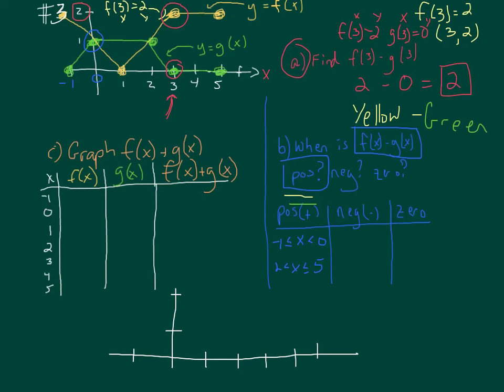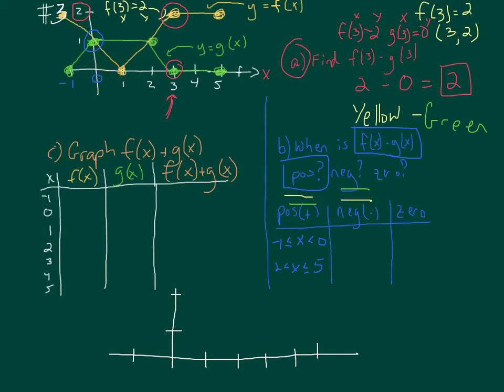Okay, next question. When is f minus g negative? Now what this means is this is where green will be above yellow. Because if you take yellow minus green, and green is the higher number, well, yellow minus green would be negative in that case. Okay, so yellow minus green. That would be in this window right here.